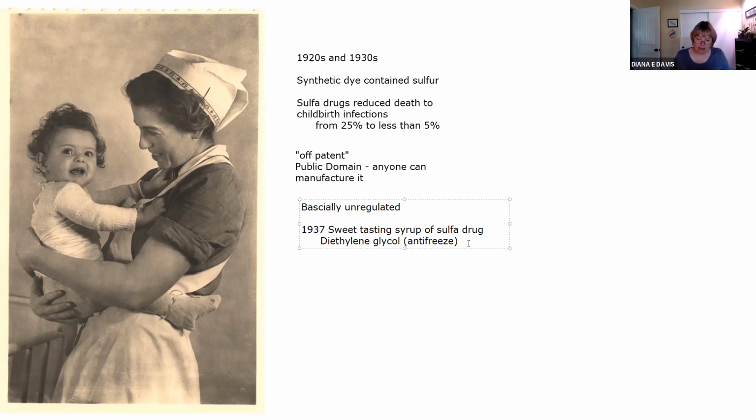Fortunately, the newly developed FDA was able to stop manufacturing and collect almost all of this medication. The company was sued. The only reason that they were able to be sued was for mislabeling.